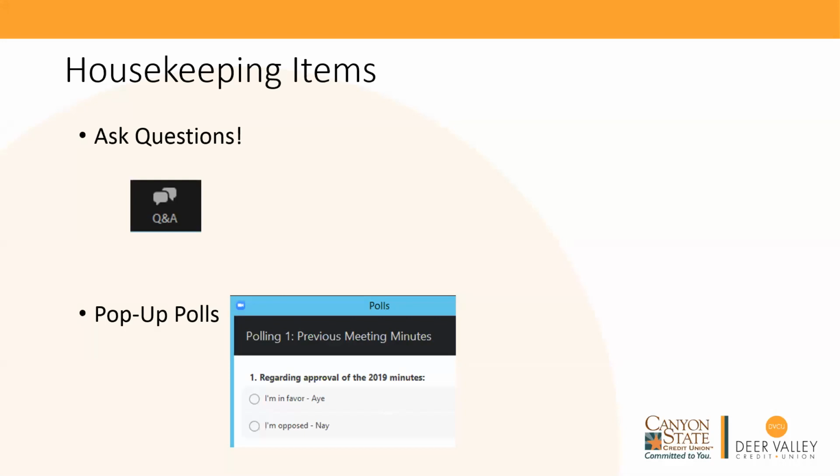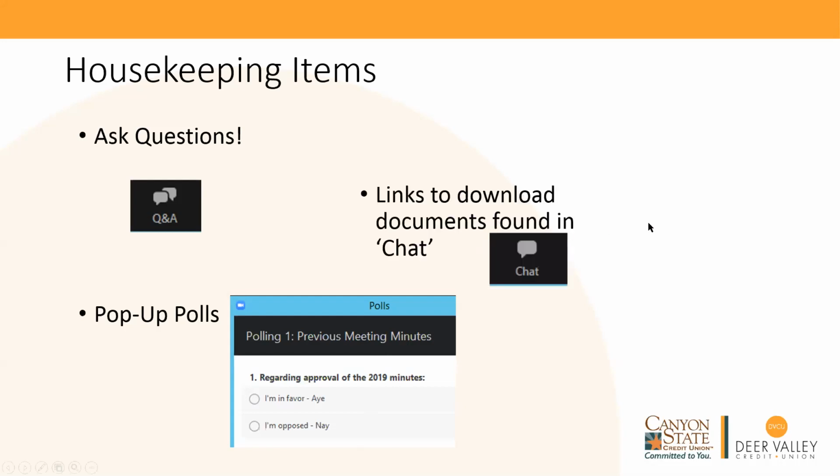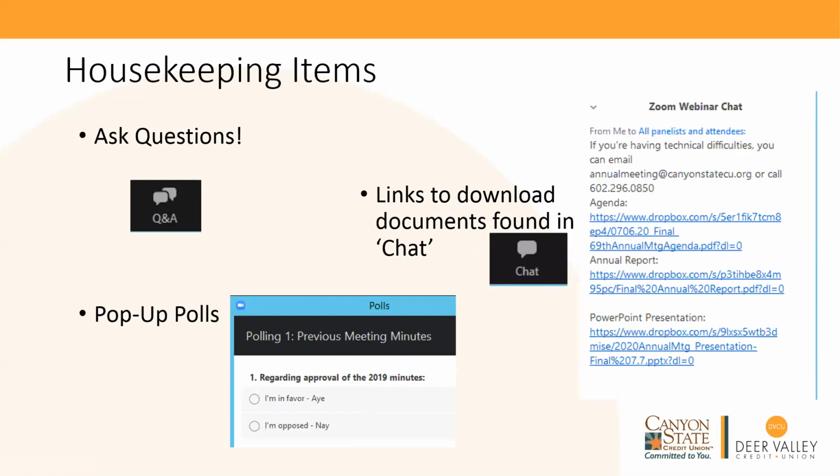The next thing that I want to point out, our last item of housekeeping, is you will see a few links that are going to show up in your chat tool. So if you click on the chat icon, there's going to be a few links that pop up. It's going to look like this. These are the documents that you will need to access during the meeting, such as the technical support email and phone number, as well as the annual meeting agenda, the annual report, and the PowerPoint presentation. Note that these are being provided through Dropbox. Dropbox will ask you to sign up, but you don't need to do that in order to view and download the files. So just click X when it asks you to join, and you can still view and download those files. Particularly important right now is the agenda.